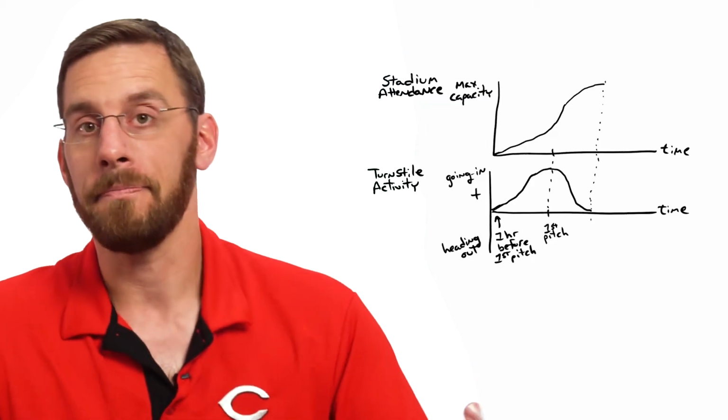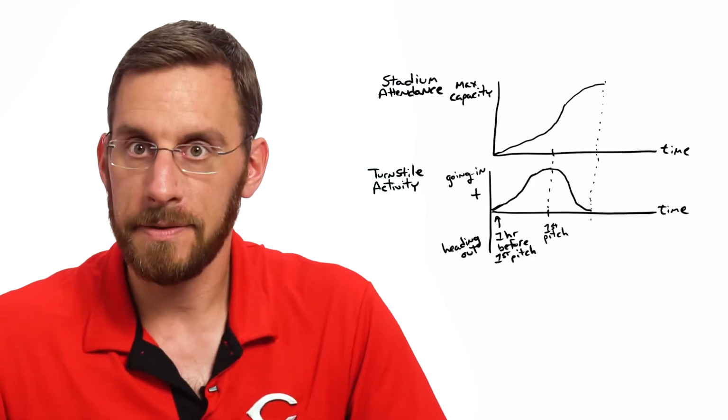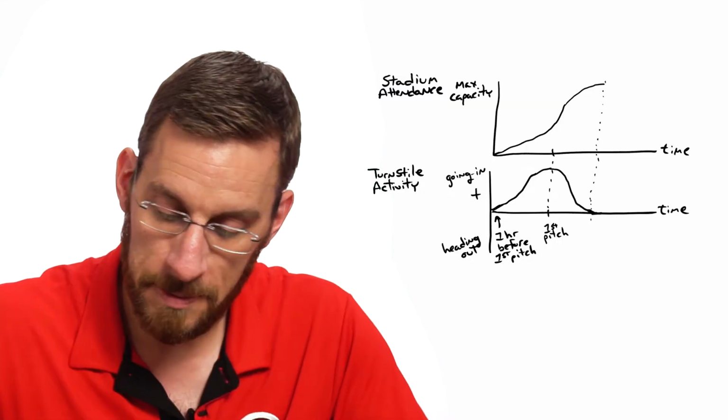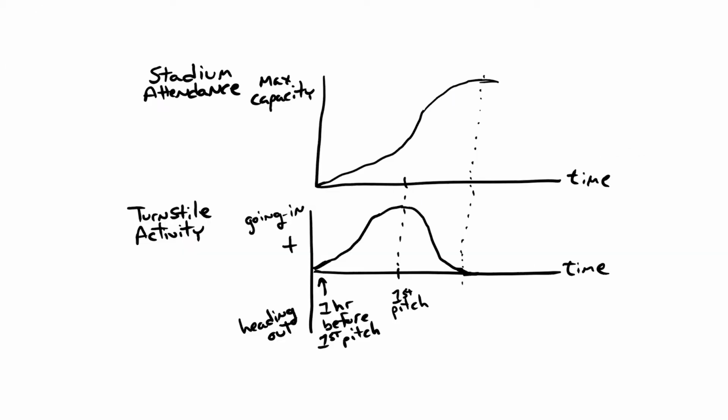All right, so now, third through sixth innings, we are at maximum capacity in the stadium and there's no one leaving or entering the stadium. And so your rate of change represented by your turnstile activity is going to be 0. The maximum capacity is going to stay at that 100,000 number that I just made up.